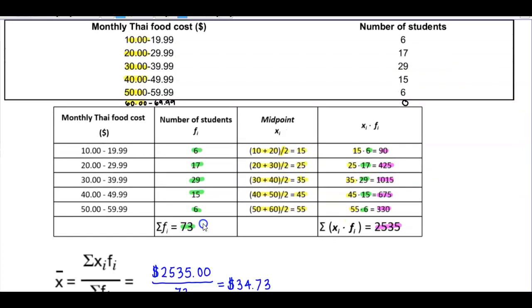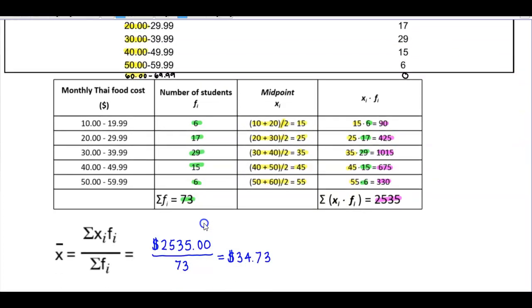Now we're going to use the formula. Recall that the formula for the sample mean is the sum of the midpoint times the frequency, which we found to be 2,535 in that last column, divided by the sum of the frequencies, which was 73. So 2,535 divided by 73 gives us $34.73, and that represents the sample mean. It's important to create these columns, as it allows you to solve the problem a lot more cleanly.